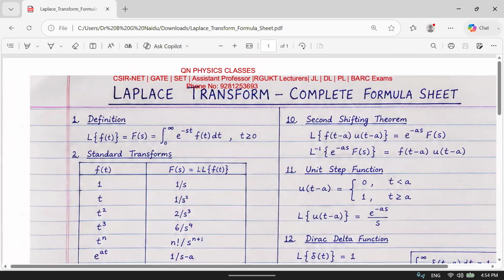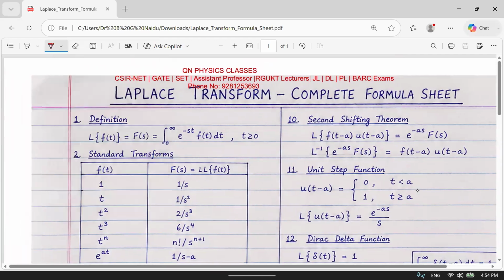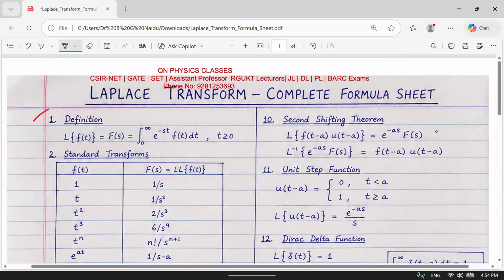Okay, so first, the basic definition of Laplace transformation. The Laplace transform of f of t can be written as the integration from 0 to infinity of e to the power minus s t, f of t dt. The condition is t greater than 0.